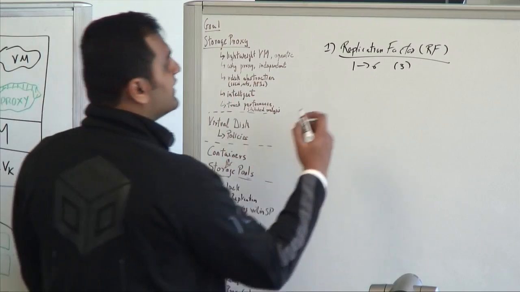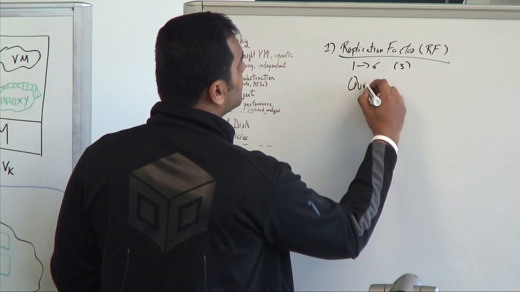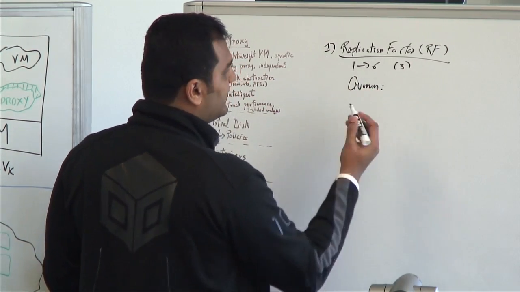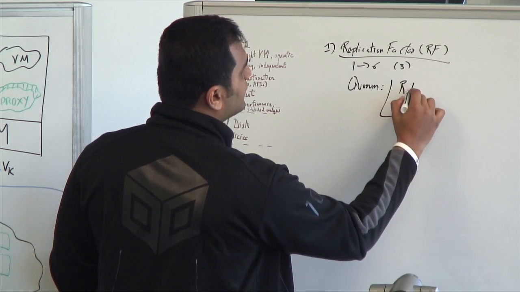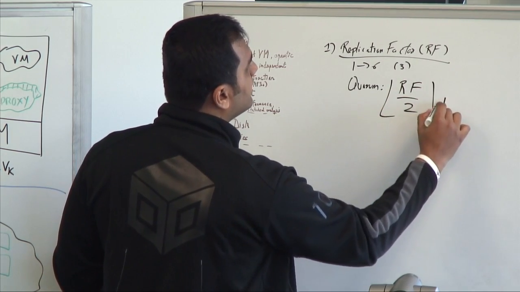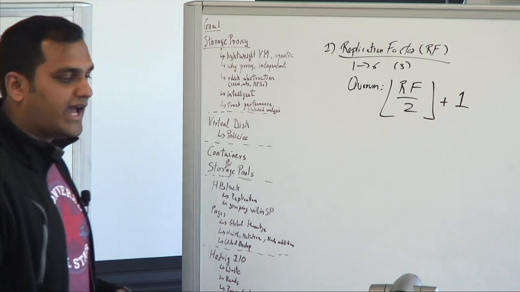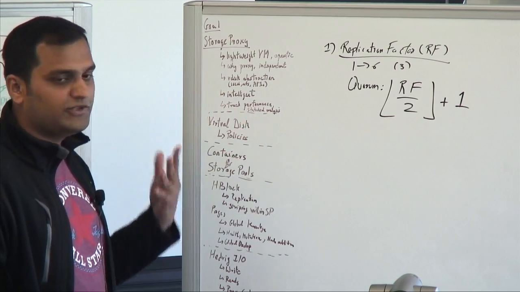Another term that is related to replication factor is quorum. We define it as more than half. So mathematically it will look something like this, right? And its significance will come during the writes.